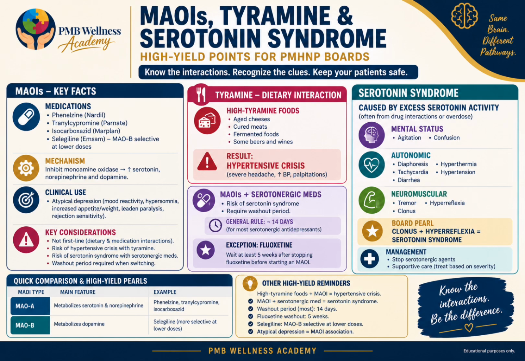One classic association is atypical depression. Think mood reactivity, hypersomnia, increased appetite or weight gain, leaden paralysis, and rejection sensitivity.